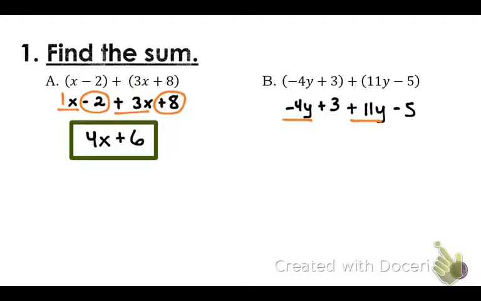And what should I circle? Excellent. What should I start with, the variable term or the constants? Variable term. Trenton, what would -4y plus 11y be? Do I have the same sign or different sign? Okay, so subtract and take the sign of the larger number.